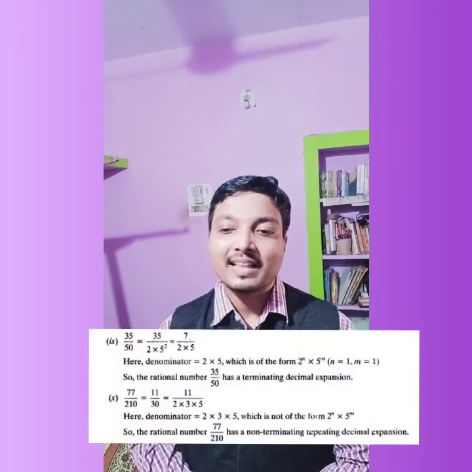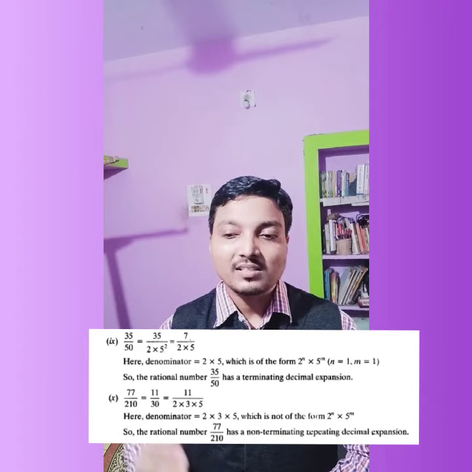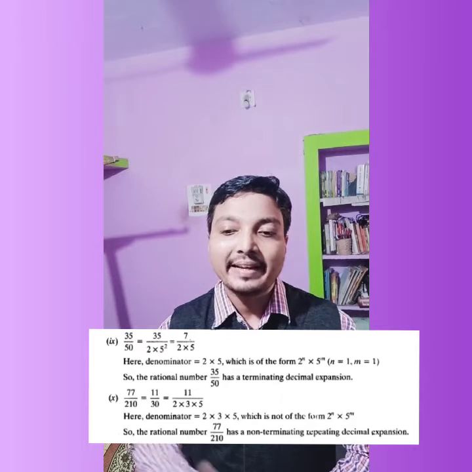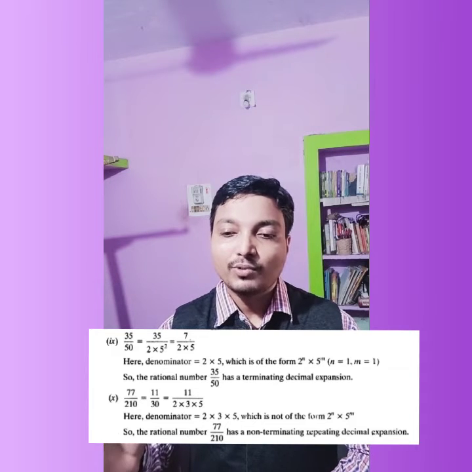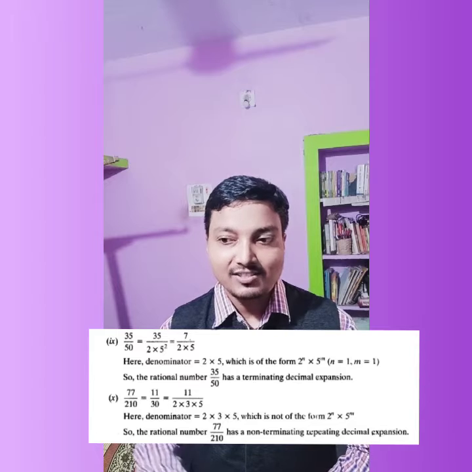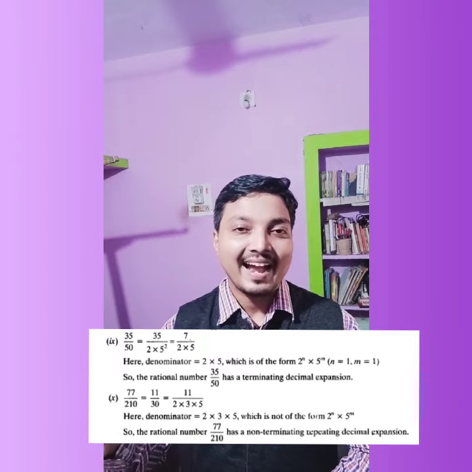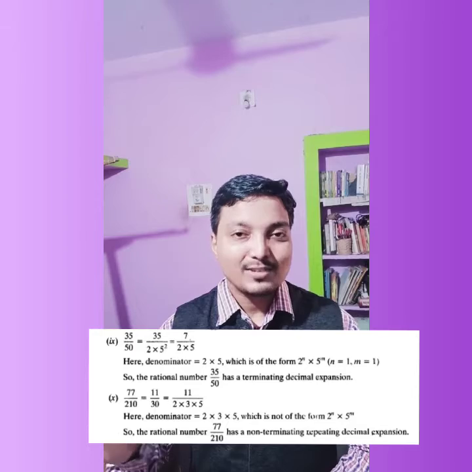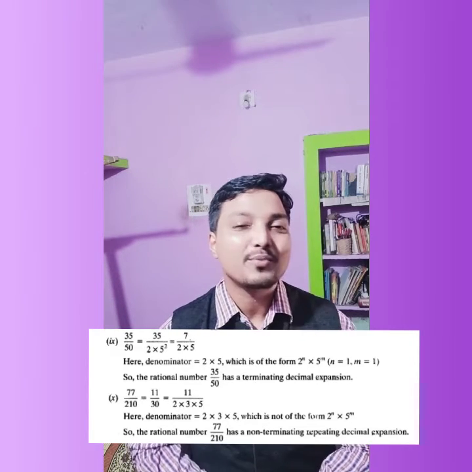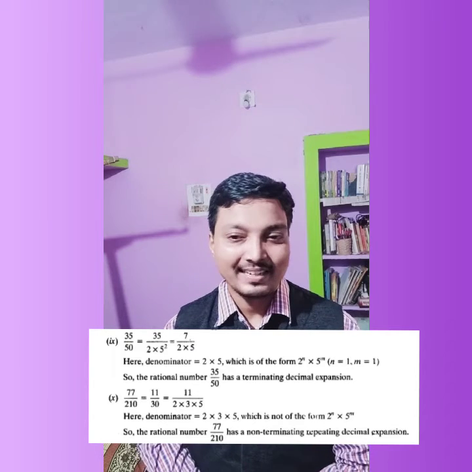Next one, it is 35 divided by 50. Here both are not co-prime numbers. After simplification we got 7 by 10, and the denominator 10 can be factorized as 2 into 5, which can be written in the form of 2 to the power 1 and 5 to the power 1. Otherwise one can say that the denominator can be expressed in the form of 2 to the power m into 5 to the power n. So the rational number gives us a terminating decimal.